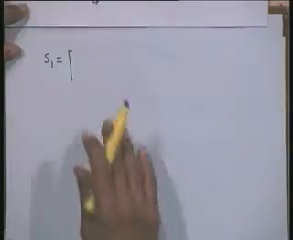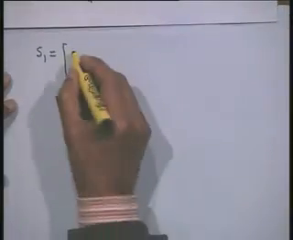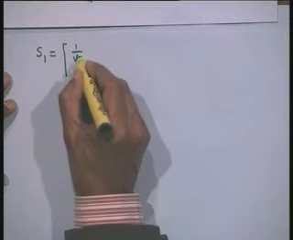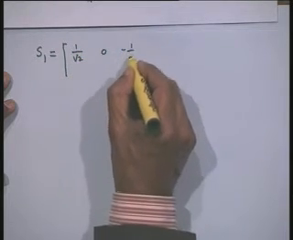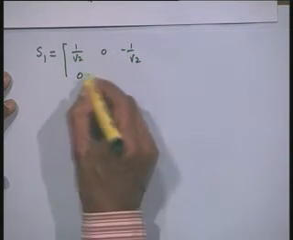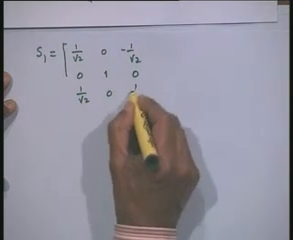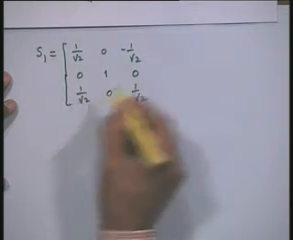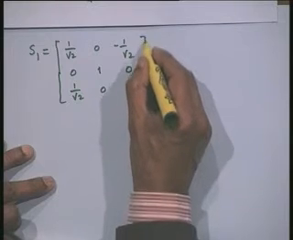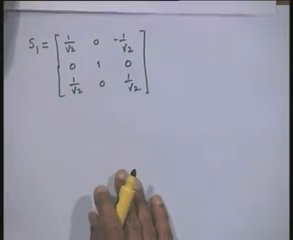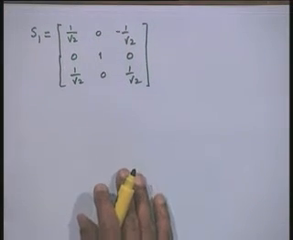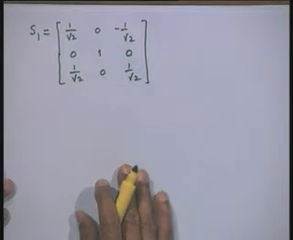Therefore, our S1 will be: cos theta is 1 upon root 2, 0, minus 1 upon root 2; 0, 1, 0; 1 upon root 2, 0, 1 upon root 2. Therefore, this is the rotation matrix that we need.